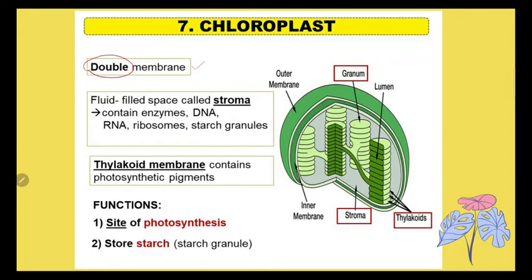Okay, the chloroplast also has a double membrane, so it will have an outer membrane. This is the outer membrane, the dark green part here. And then there is an inner membrane. This is the inner membrane of the chloroplast. Other than the outer membrane and inner membrane, there are a few structures inside the chloroplast that you must take note.